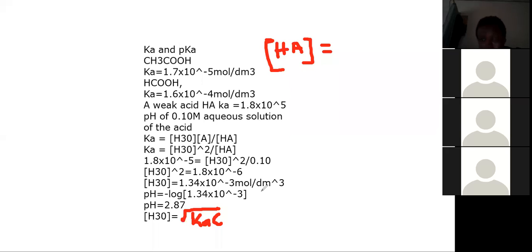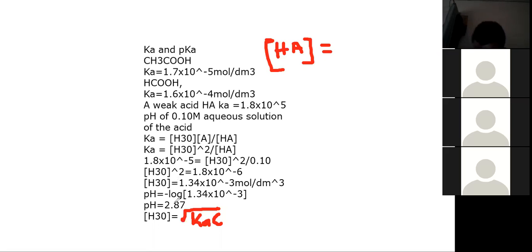Are you getting it? Well, here the question emphatically gave you the concentration of this one, 0.10 M aqueous solution of the acid, which is the HA. Are you getting it? Yes, sir. Exactly. That's what I wanted to do. Any more questions? So after getting this, then we can find the negative logarithm of the answer. Then we can get our pH to be this.